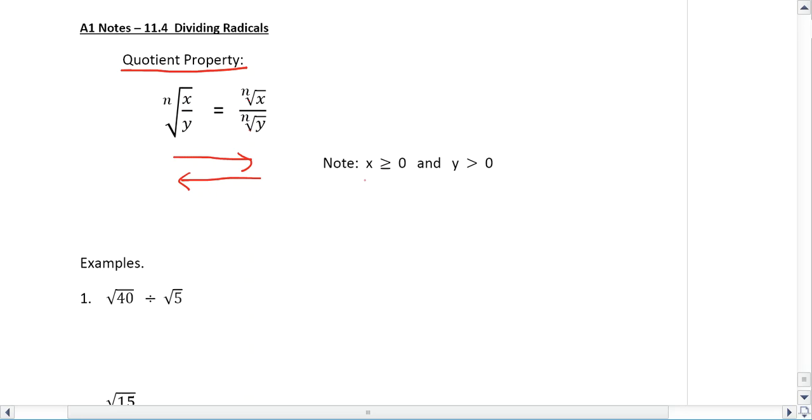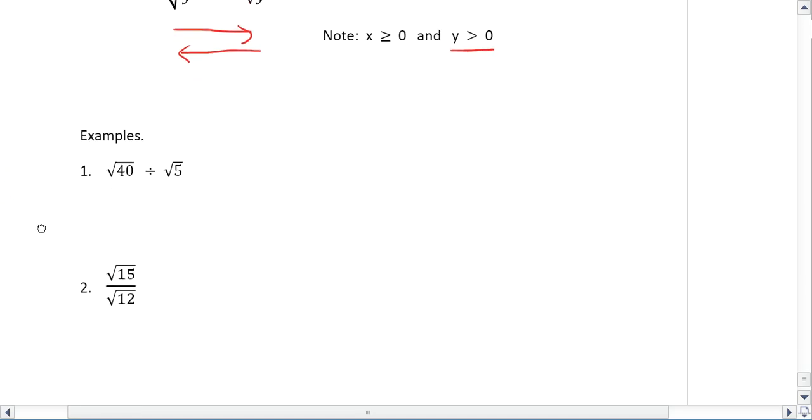And please note this, we use this property when x is 0 or positive, and we use this property when y is positive, and of course y cannot be 0 because we can't divide by 0 in our number system. So I'm going to do number 1 and illustrate the property at the same time. You won't always write out all these steps, but I'm going to for our first examples, and they're nice to have in your notes.